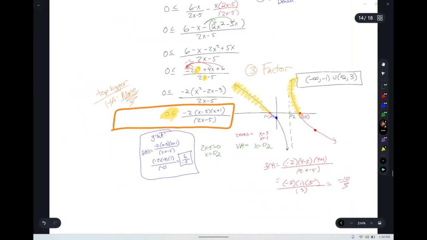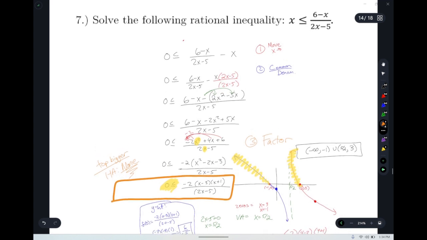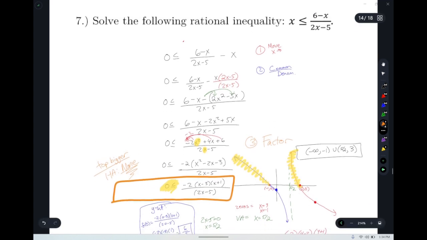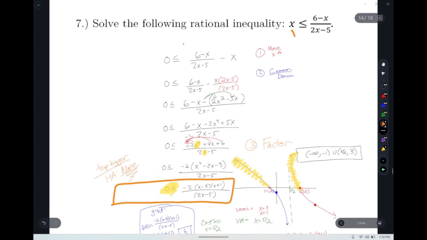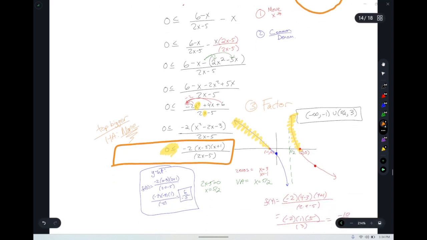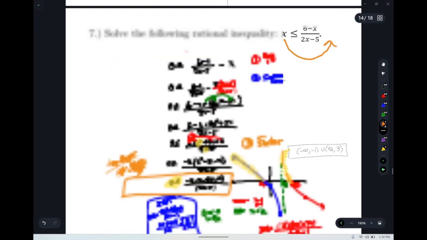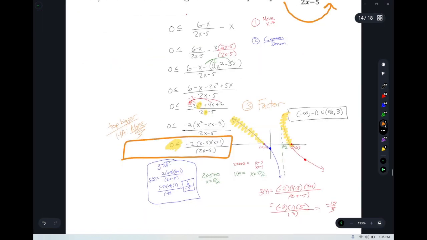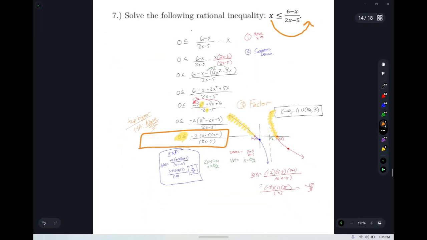Okay. So I said that one is a little longer. It's 2 problems in one. Moving this over is the first step and doing everything that goes with it. And then it's a graph of a rational. And then the third step is kind of like, look at the graph and see what you see. Solve the following rational inequality.